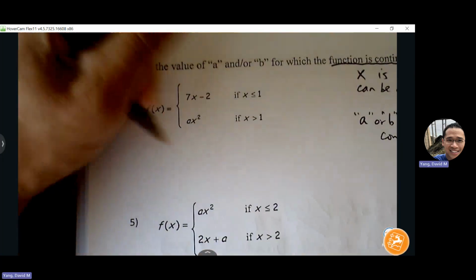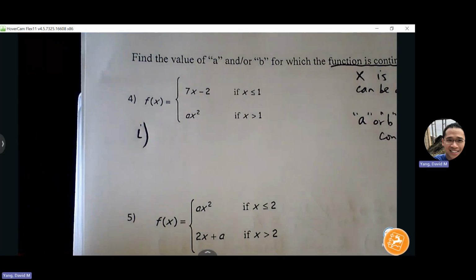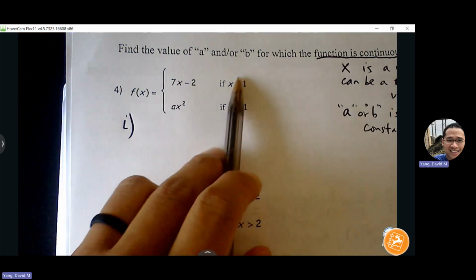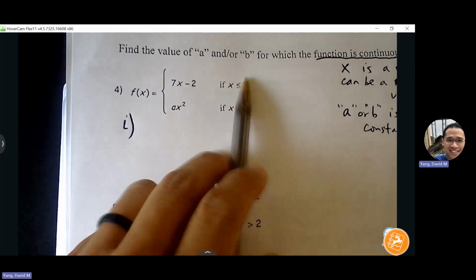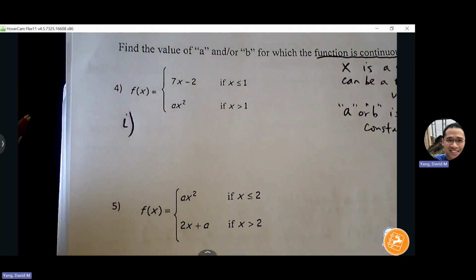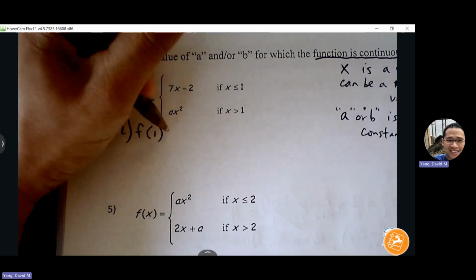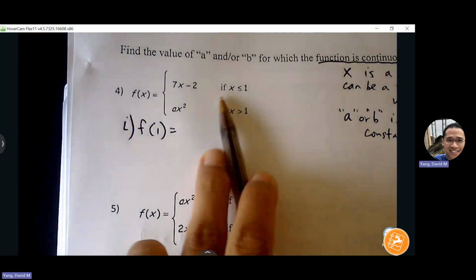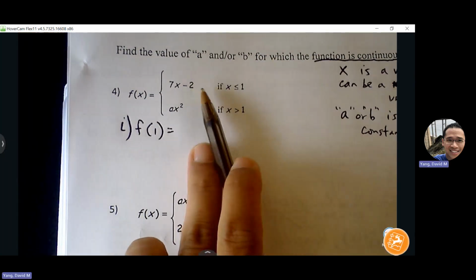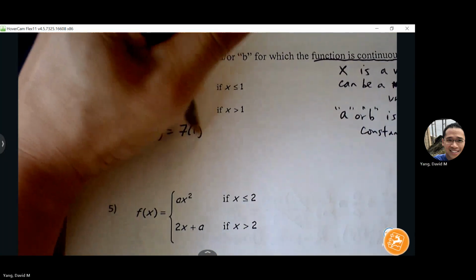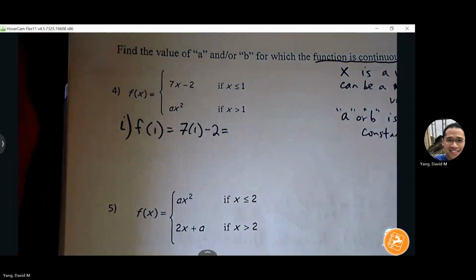Okay, so first things first, our focus is at 1. That's our A value, or in this case, our C value, or focus here. So we want to find f of 1. Find the point. Which one do we use? Yep, the first one. You see the equal sign there. So 7x minus 2. Insert 1 in for x. What do we get? 5.